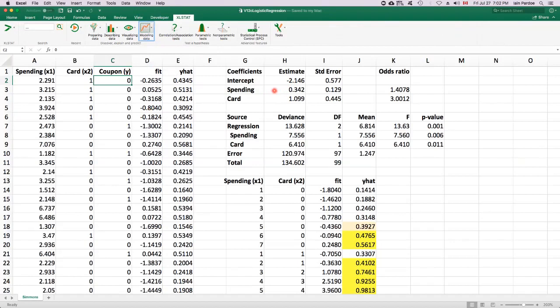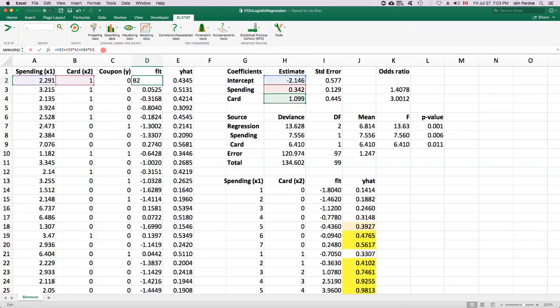So the results, we're going to report them in a coefficients table over here. And just like with linear regression, we get estimated parameters. So we get an intercept, minus 2.146, and then a parameter that goes with x1, 0.342, and a parameter that goes with x2, 1.099. And we can use these estimates to come up with what I'm going to call just now a fitted value.